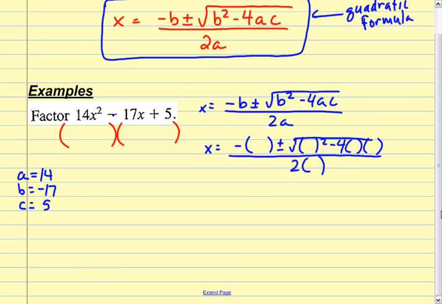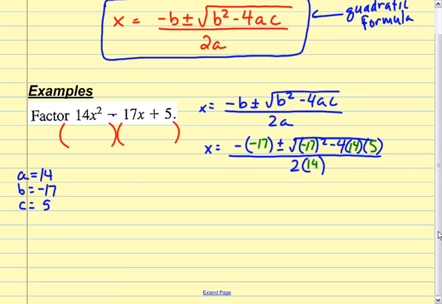Now let's go over here and we're going to plug in the numbers where they need to go. Remember this first parentheses, that's B. So we're going to put negative 17 here and negative 17 in that first parentheses under the square root sign. Then we're going to put 14 in for A. There's an A there and an A down here. And then we're going to put 5 in for C.